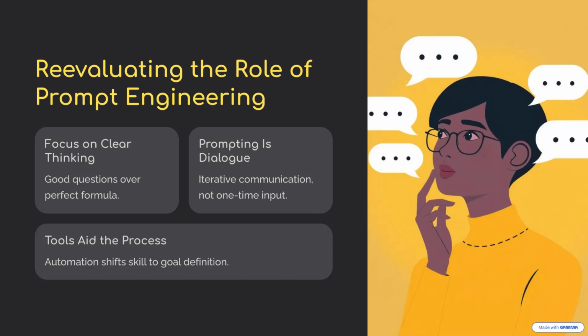It's interesting, though, because we also saw a different perspective from sources like Rick Mulready. Suggesting maybe we shouldn't get too caught up in the engineering part? Yeah, exactly. More focus on just clear thinking, asking good questions, really understanding what outcome you want. The idea being that AI is getting better at understanding natural language anyway. So the emphasis shifts a bit from complex prompt crafting to just being a really clear communicator and thinker.